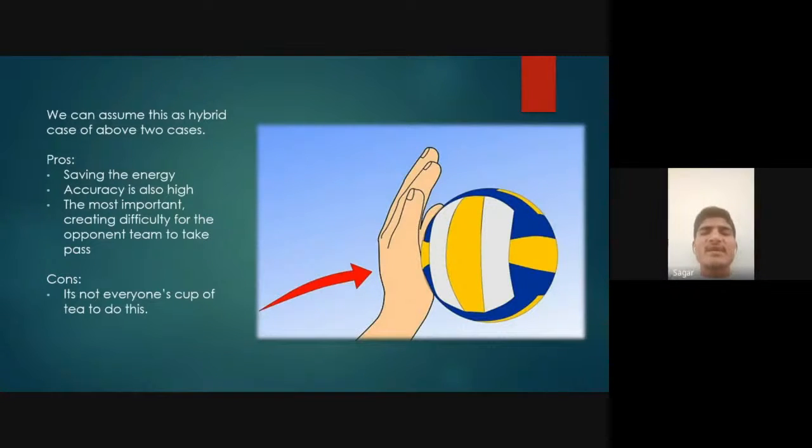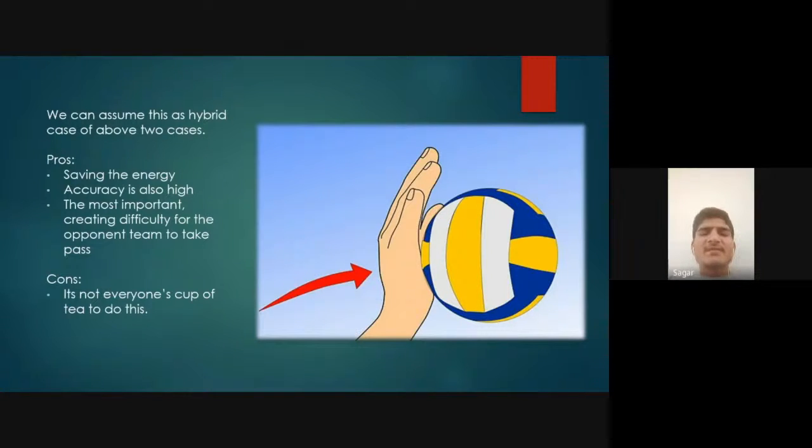So yeah, the first pro in this case is saving energy. We are saving energy because we are just standing and hitting the ball. The second one is that accuracy is also high in this case because the ball is in our control. The third, the most important one, is creating difficulty for the opponent team to take the pass. Yeah, the most important thing we are focusing on is creating difficulty for the opponent, and in this case we are doing that. And the con, we can say, is not really a con, but it's not everyone's cup of tea to do this task because it requires a lot of practice and it's very hard to do.